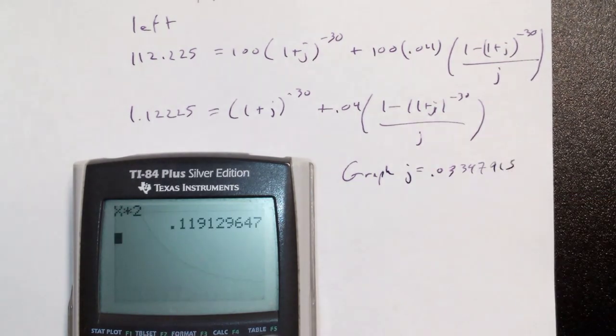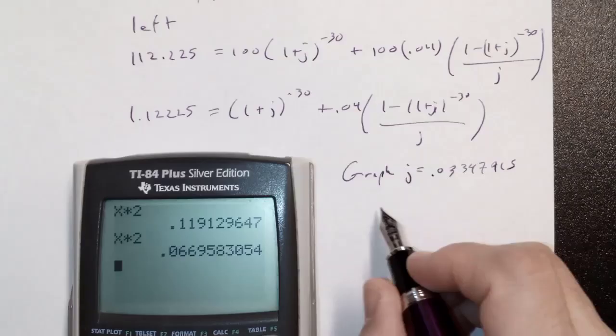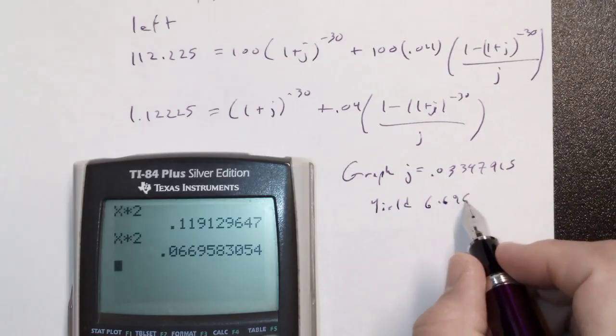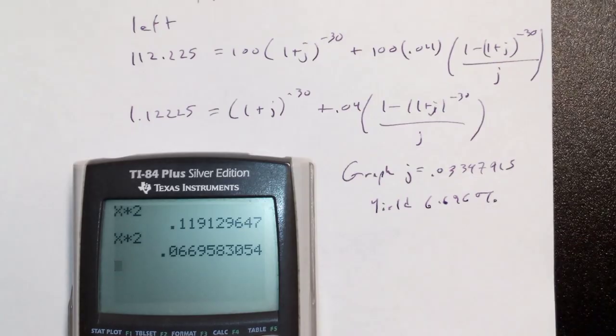3347915. Double that, and I get 6.696%. So the person who bought this from me is going to earn a substantially lower yield than I did. Why? Why would I have known that even before doing this calculation that their yield would be lower than mine?